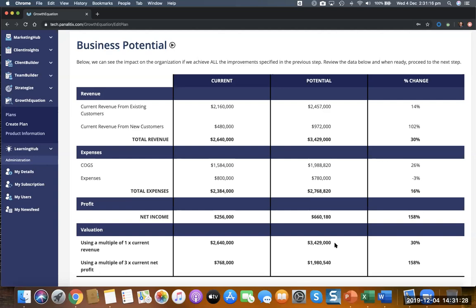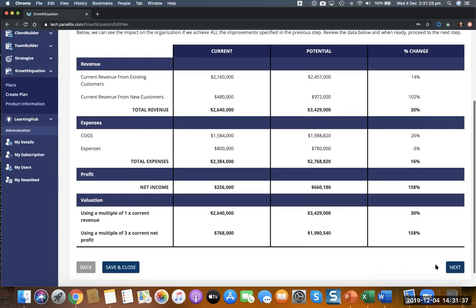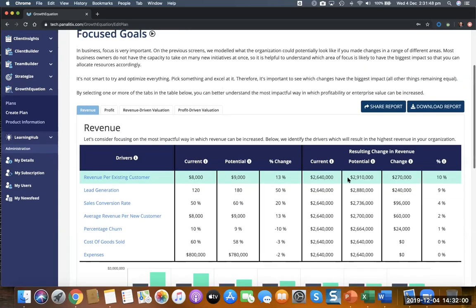But here's the thing. Most business owners can't do everything at once. And so it's really important that we get them focused. So what we can now do is go one step further. And in this next step, we'll be able to identify the key contributor to either revenue or profit or business value. So this is really important information for business owners who are time poor and can only focus on a small number of things. So let's click on next and see what happens here.